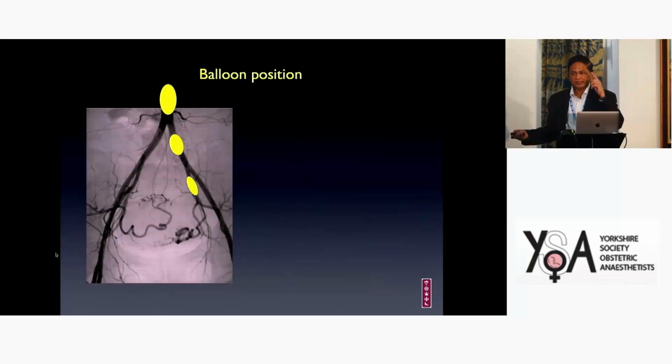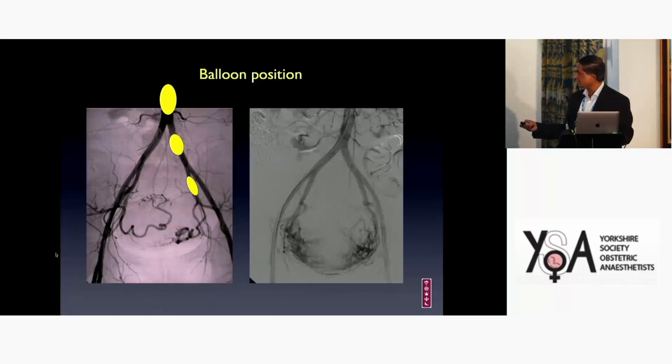You can put a balloon in the aorta, you can put a balloon in the common iliac, you can put a balloon in the internal iliac, wherever you want. The only problem of putting a balloon in the aorta is it drastically reduces circulation to the legs and all that. We don't do it, we just do it at the internal iliac.